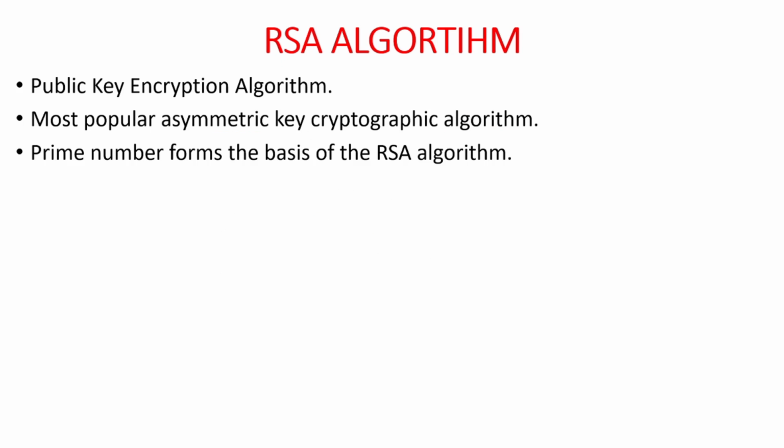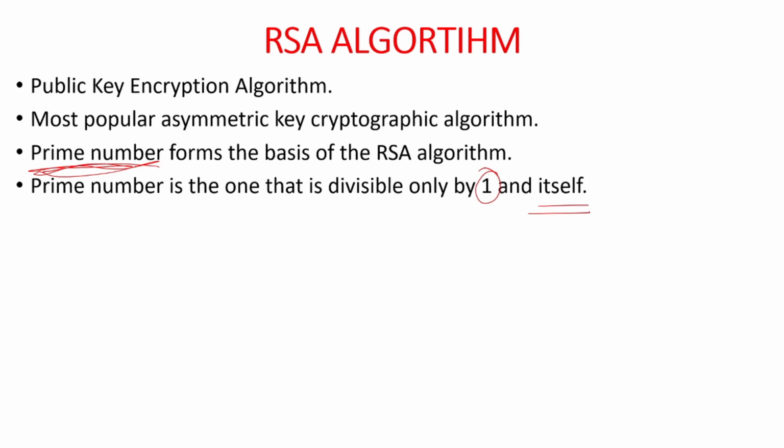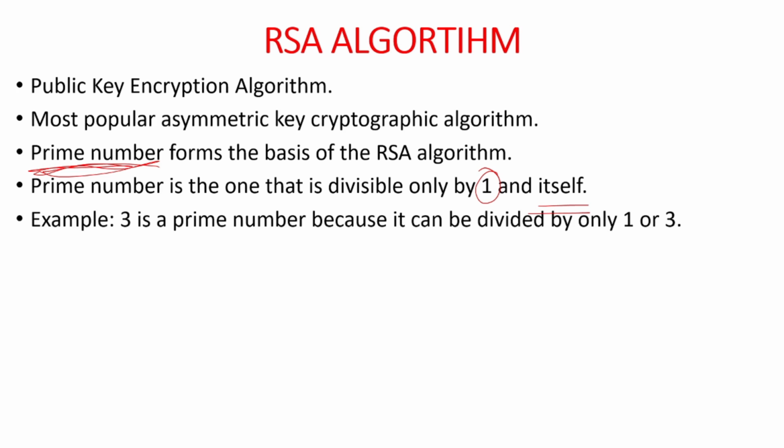The RSA algorithm is based on prime numbers. A prime number is one that is divisible only by 1 and itself. For example, 3 is a prime number because it can be divided only by 1 and 3. No other number can divide 3.